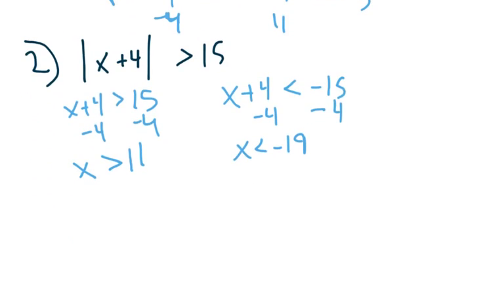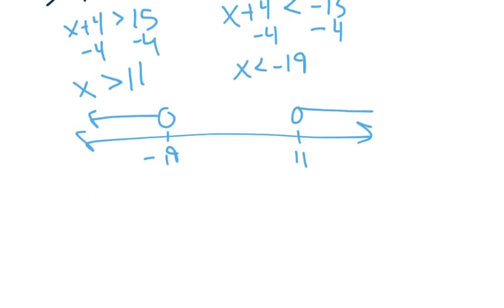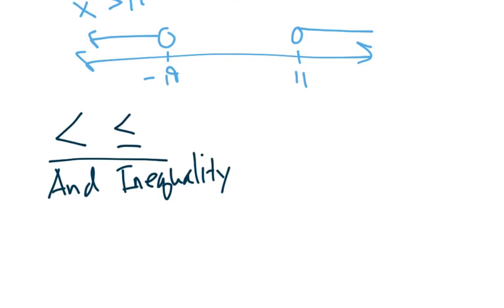And if we take a look at the graph, we put the numbers on there, negative 19 and 11, we're now going to have an or inequality because we're going to be greater than 11, but less than negative 19. And so, what we can take from this is a neat little table. Less than or equal to is essentially going to be an and inequality. And that is where it is going to be bounded. So it's going to look like that.